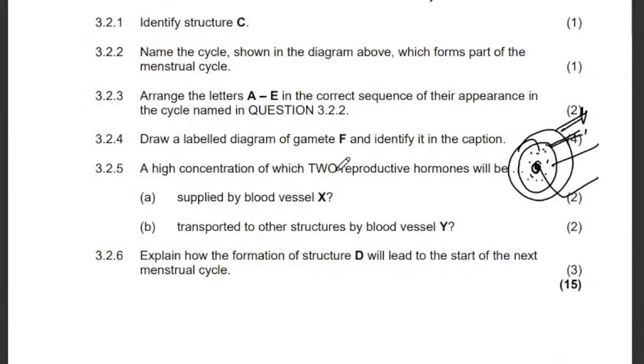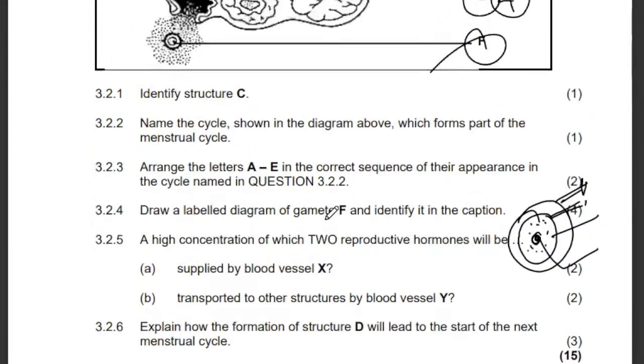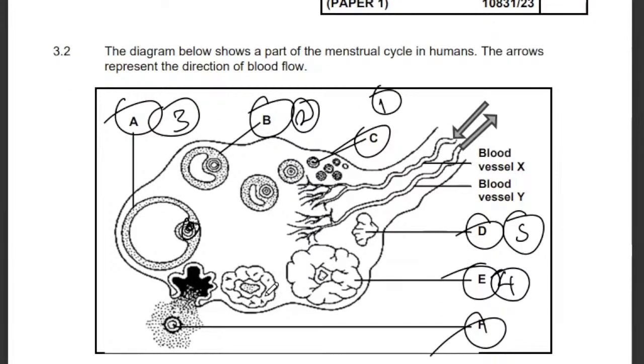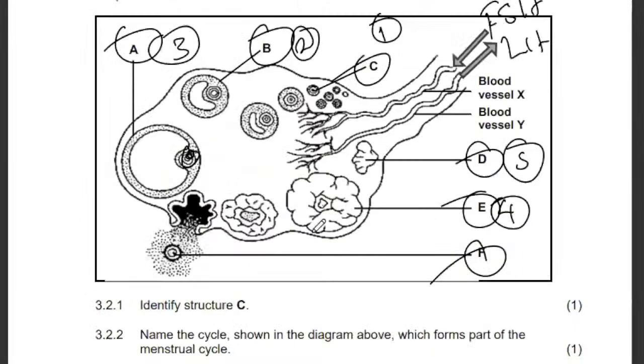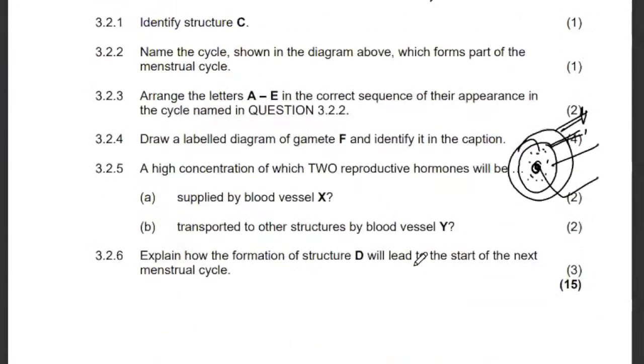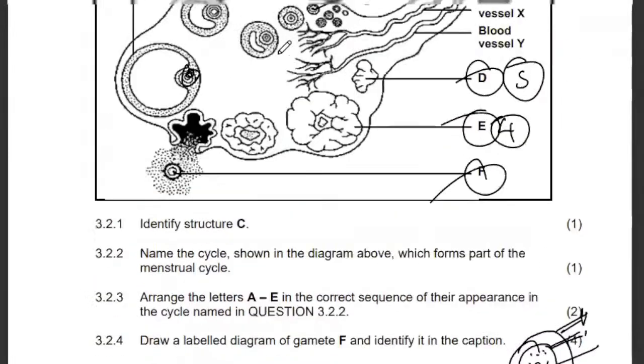High concentration of which two reproductive hormones will be supplied by X? Where is X? X is coming from the brain to here. So it means it's going to be follicle-stimulating hormone and luteinizing hormone. Those are the two hormones. Remember, one produces estrogen and the other produces progesterone. So meaning that Y, let me see if it's Y.